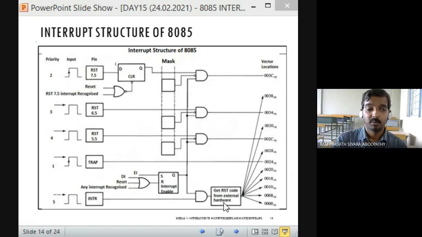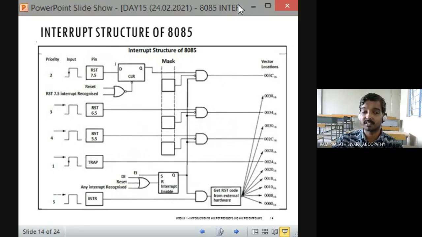Fine? Okay sir, when the INTR interrupt comes, what did we say? Get the RST code from external hardware. We said CD, as another example, correct? Or else it will get the opcode for the RST n instruction. If RST0 comes, it will go to this address, 0000. If RST1 comes, 0008. Like that, it will vector to the particular address. That's all about the interrupt structure of the 8085 microprocessor. Fine? Is it clear?